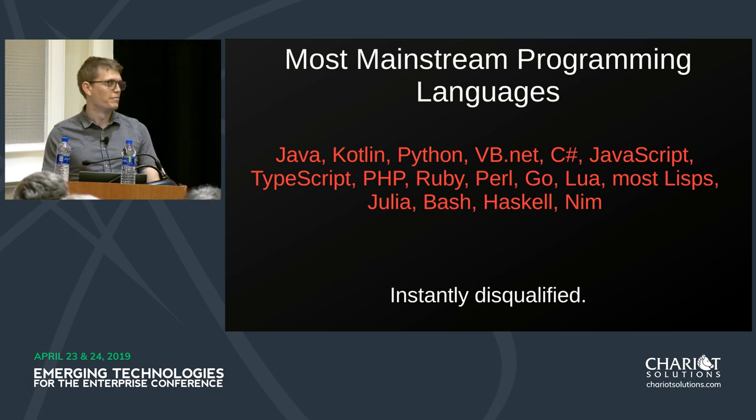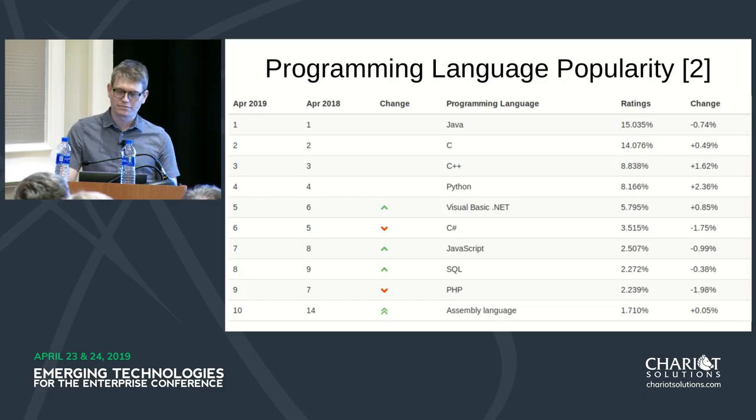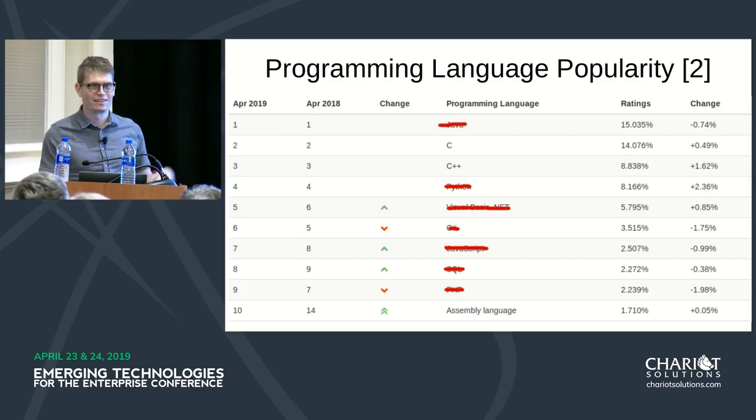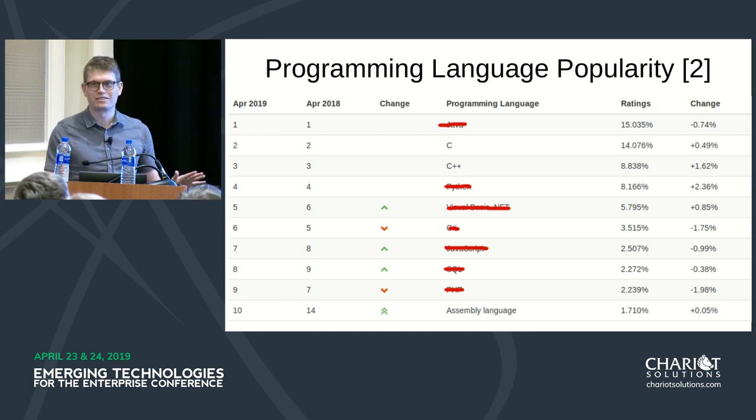Okay, well, let's see what we actually have to use, like what's left. So I'll pull up the TIOBE language popularity list here. There's the top 10. I'm gonna cross off all the disqualified languages. Okay, so we got C, C++, assembly language, and then all the ones after 10 that I didn't put on there, because let's try to keep this talk down to 45 minutes. It technically is possible to write software that meets the standard of quality that we want to achieve with assembly, but it's not very practical, so I'm gonna cross that one off.